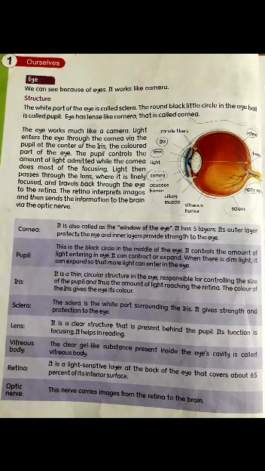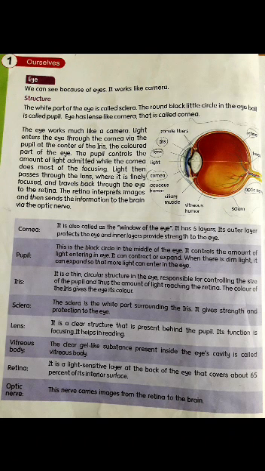Today the topic we are going to discuss is about an eye. Eye is a human organ. We can see because of eye, it works like a camera. Structure of eye. The white part of eye which is present is called as sclera.